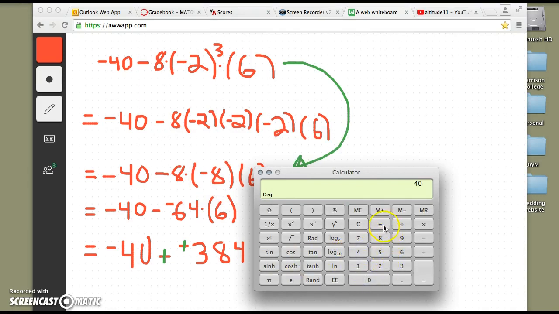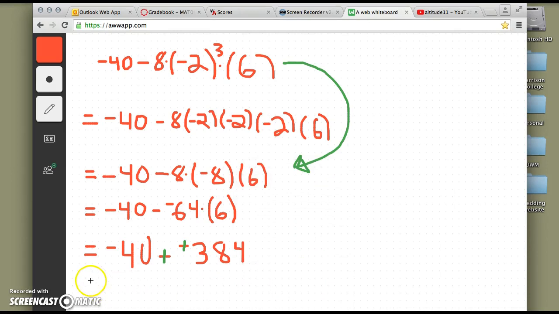So what we have here is negative 40, and we are adding to it a positive 384. And we are left with 344 as our final answer.